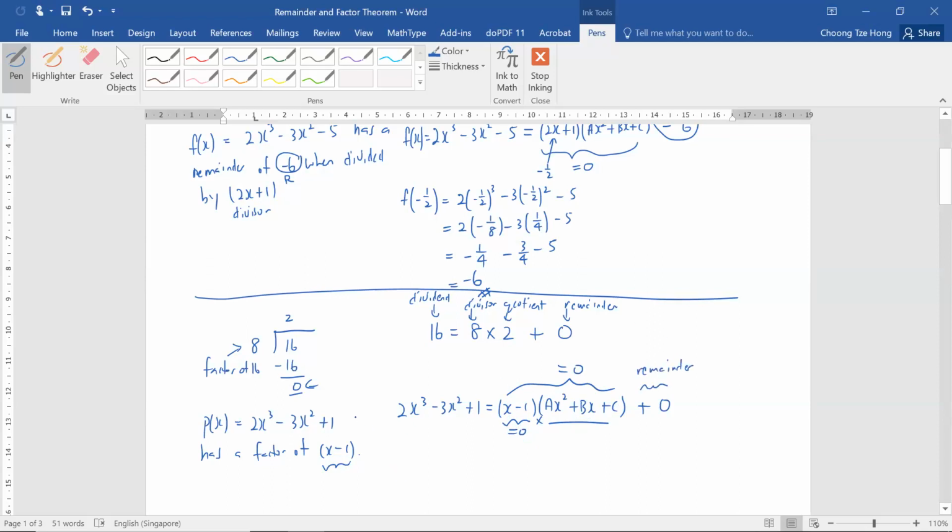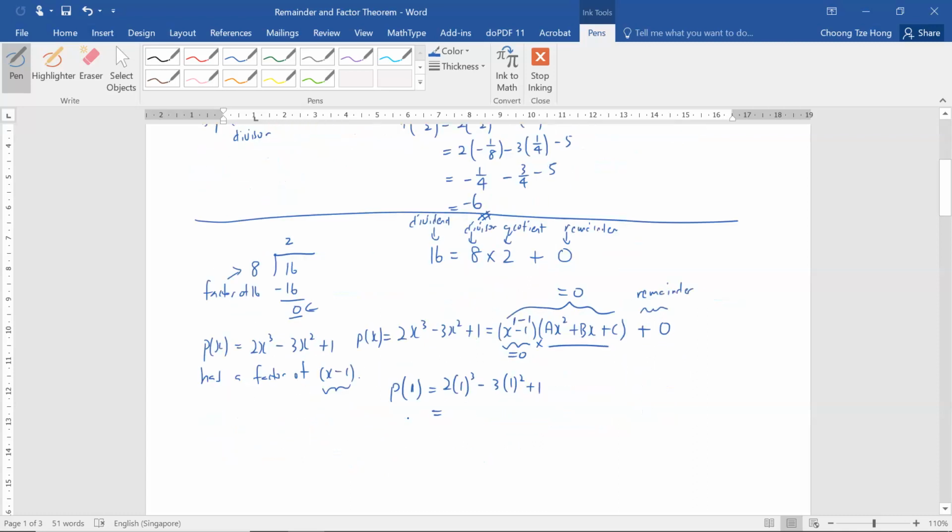So let's try it. Remember this is p(x). So now I'm going to set x equals 1, because when x is 1, 1 minus 1 will be 0. So now I find p(1). Over here we have 2 minus 3 plus 1, so you get 0. So p(1) is 0. So indeed, when I find p(1), I get the remainder, which is 0.